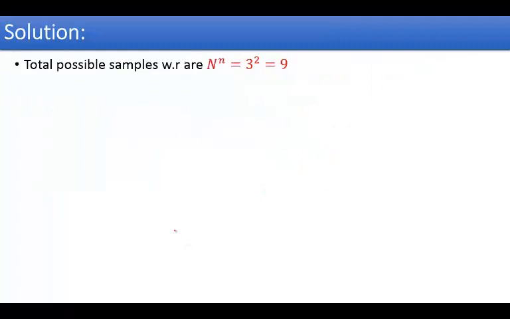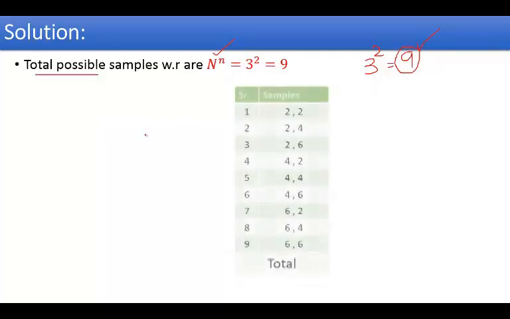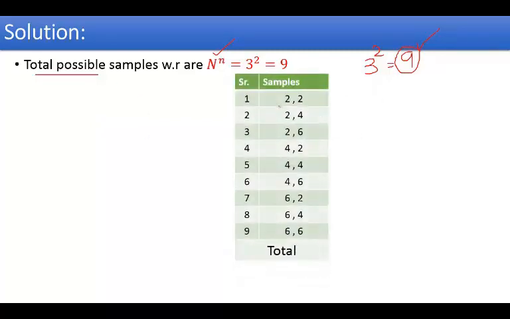For example, first of all, you need to know how many total possible samples there are. Total possible samples means small n and capital N, so basically it is capital N raised to the power small n. So you have a population of size 3 and you want to draw samples of size 2. So 3 raised to the power 2 means there will be 9 possibilities. So how will we write those possibilities? Just see on your slides.